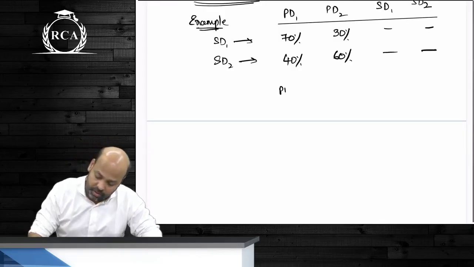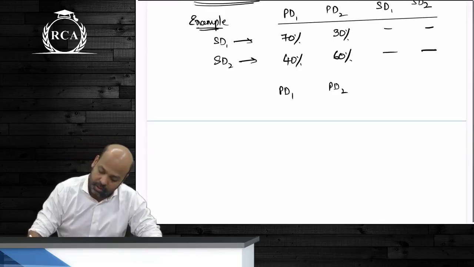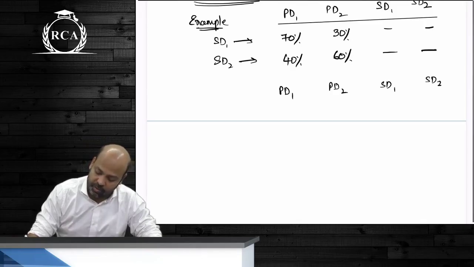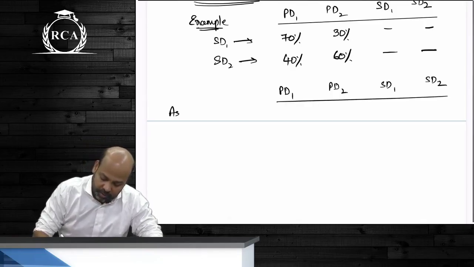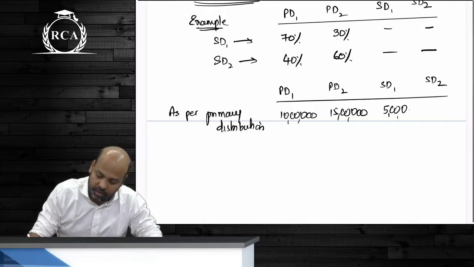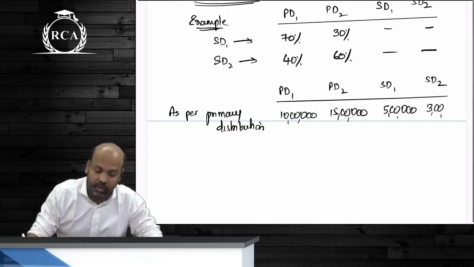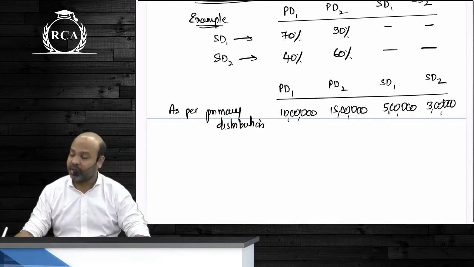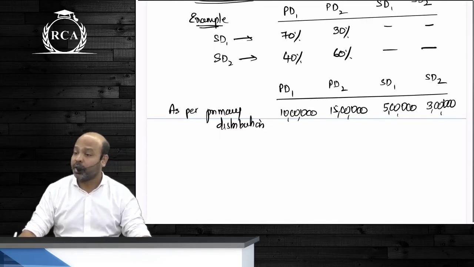And let's say, beta, the amount as per primary distribution. I hope you remember what primary distribution is. The amount of overheads, guys, as per primary distribution: under PD1, let's say, beta, the amount is 10 lakh rupees. Under PD2, the amount is 15 lakhs. Under SD1, the amount is 5 lakhs. Under SD2, the amount is 3 lakhs. These 5 lakhs of SD1 and SD2, beta, cannot be included there. It has to be reapportioned.